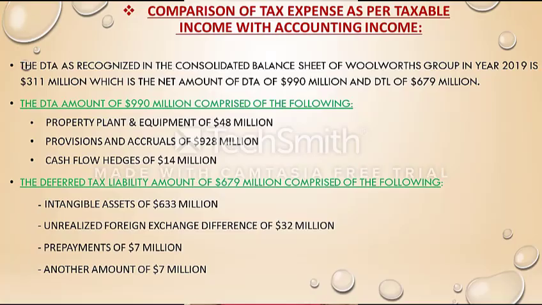So let's go for the comparison of tax expense as per taxable income with accounting income. The DTA as recognized in the consolidated balance sheet of Woolworths Group in year 2019 is $311 million, which is the net amount of DTA of $990 million and DTL of $679 million. The DTA amount is comprised of property, plant and equipment, provisions and accruals, cash flow hedges, while the deferred tax liability is comprised of intangible assets, unrealized foreign exchange difference, prepayments, and other amounts as well.